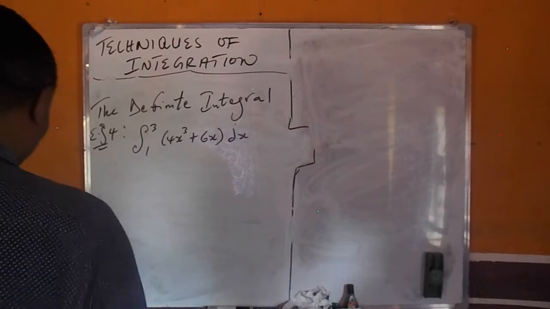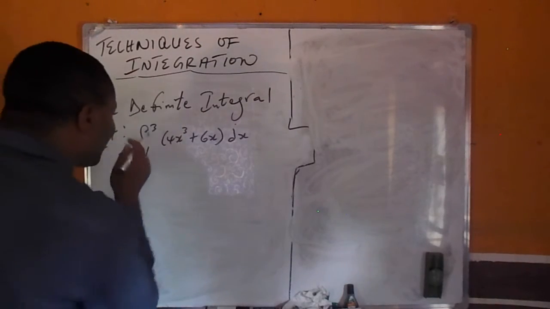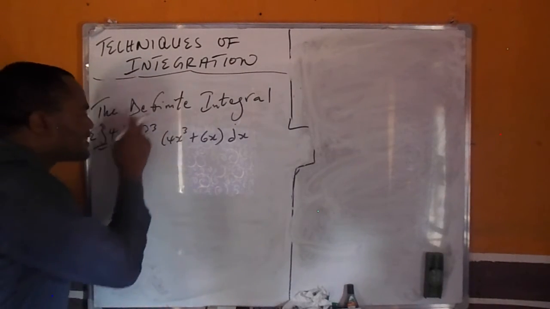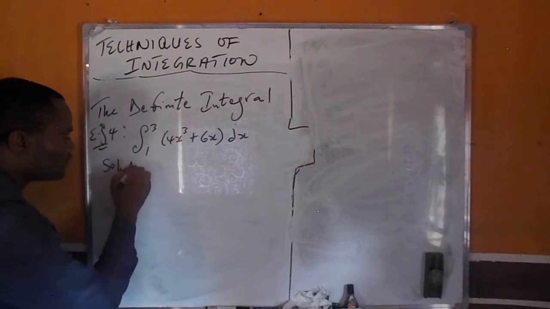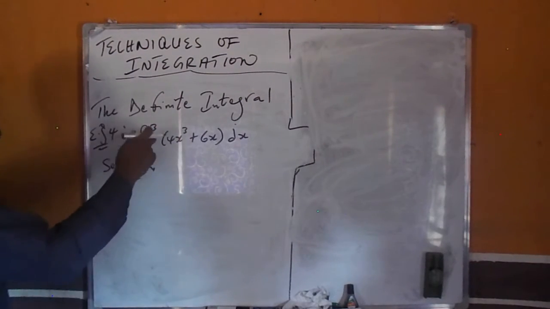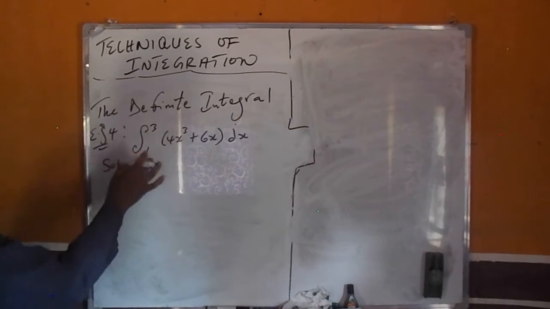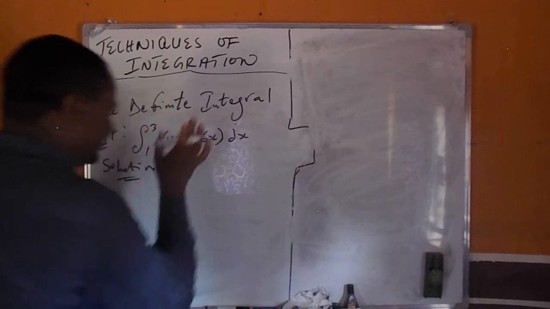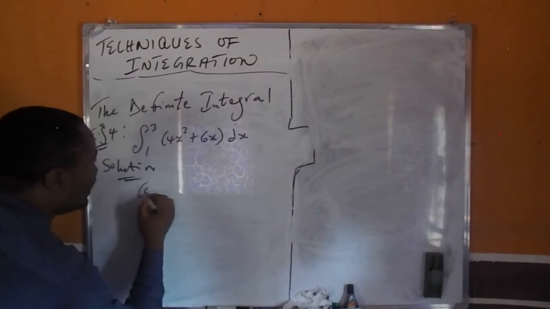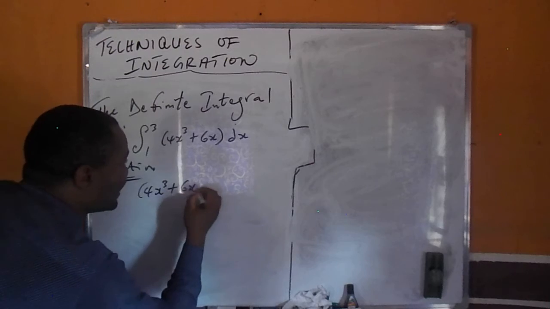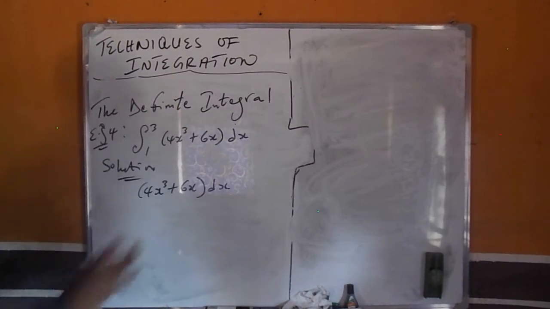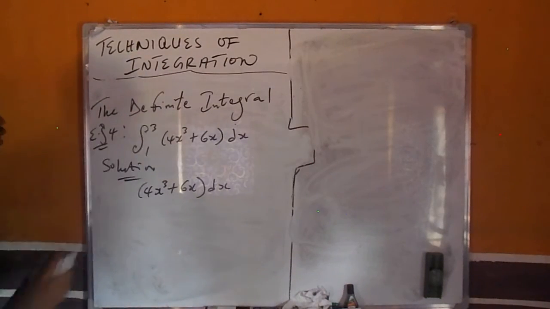Looking at this, how do we solve this? Now, I say the first thing is to neglect this. Solution: forget about this integral sign, this superscript 3 and subscript 1. Forget this first. Firstly, integrate this, that is, integrate 4x cubed plus 6x dx. First integrate this, get your answer first before coming to touch this.